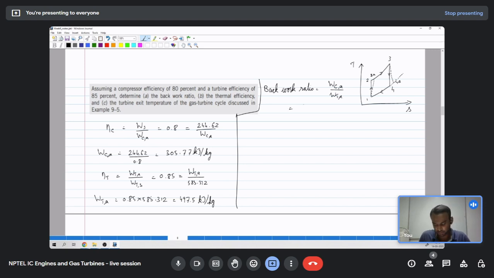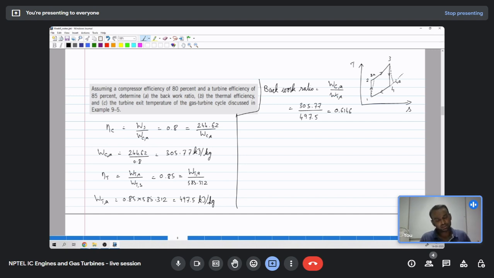So the actual compression work is 305.77 and the actual turbine work is 497.5. The back work ratio is 0.6146. Earlier we had this value to be around 0.4. That means 40% of the turbine work was supplied back to the compressor. Now it is 61%. That means 61% of the work output from the turbine is supplied back to the compressor.